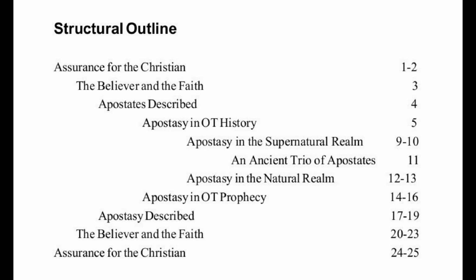The fourth subject, so to speak, and I'll go over this again and give you the verses, is apostasy in Old Testament history. The fourth from the end is apostasy in Old Testament prophecy. The fifth section or part is apostasy in the supernatural realm. And the fifth from the end is apostasy in the natural realm. And the middle section is a trio, a very select trio of apostates that he focuses on. So to go once again, we're going to go 6 down and then back in.